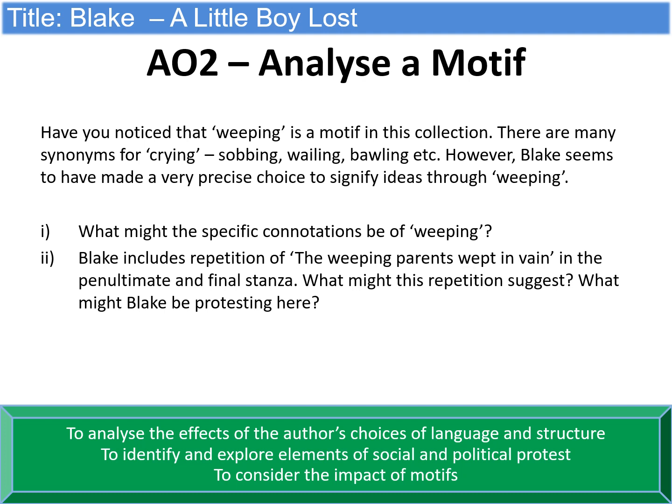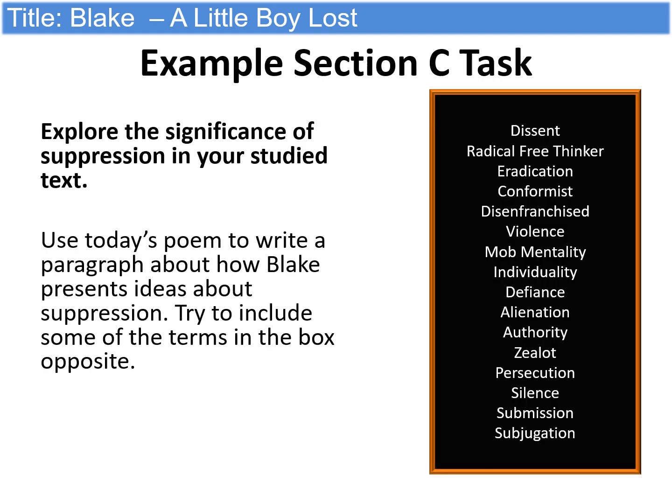Now Blake includes repetition of the weeping parents wept in vain in the penultimate and final stanza. What might this repetition suggest? What might Blake be protesting here by the fact that the parents, the ones who created the child and raised them, are now just weeping in vain, and that's actually repeated twice as the burning is happening? So what do you think is being protested here? Just add a quick note there. Pause and then come back when you're ready.